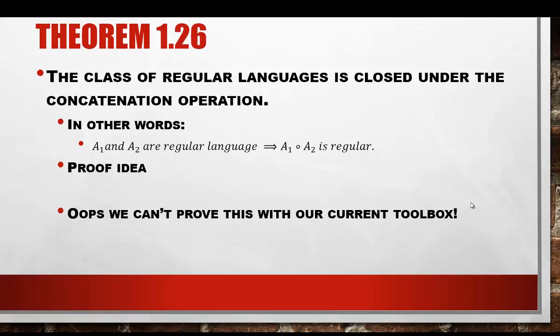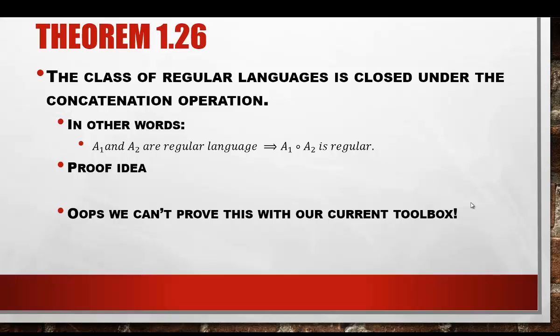So, wonderful. We proved the closure of union, intersection, and complement operations over the regular languages. The next regular operation I talked about is the operation of concatenation. And now we want to prove that the class of regular languages is closed under the concatenation operation. In other words, if I have two languages, A sub 1 and A sub 2, that are regular, the concatenation of A sub 1 and A sub 2 is regular.